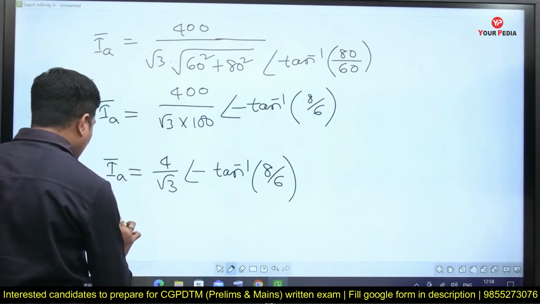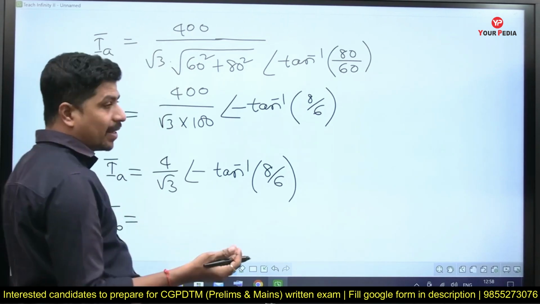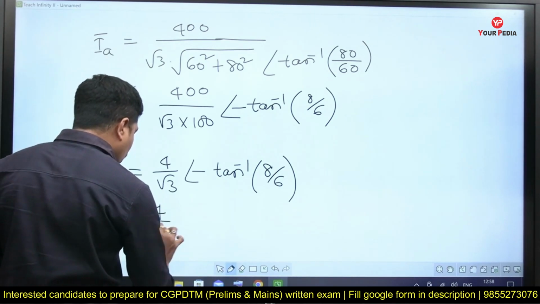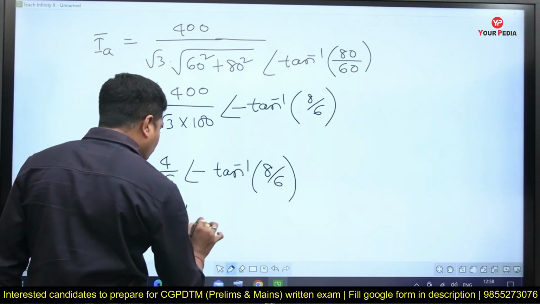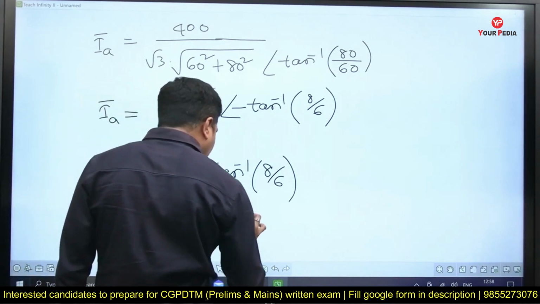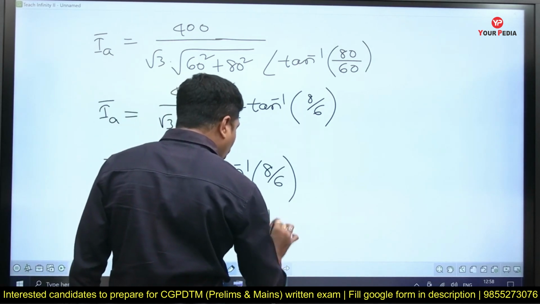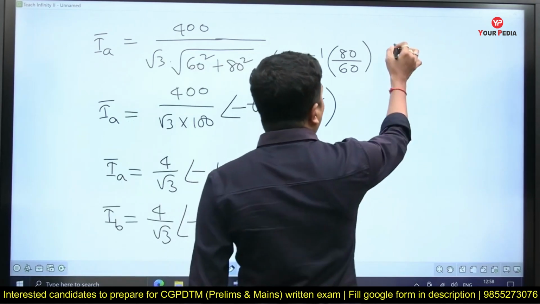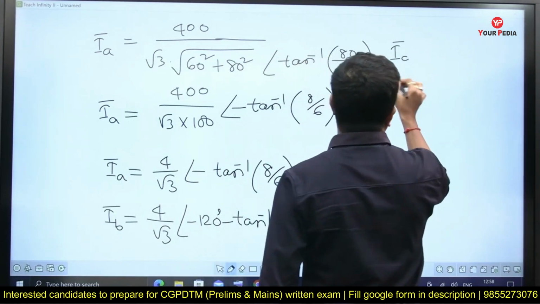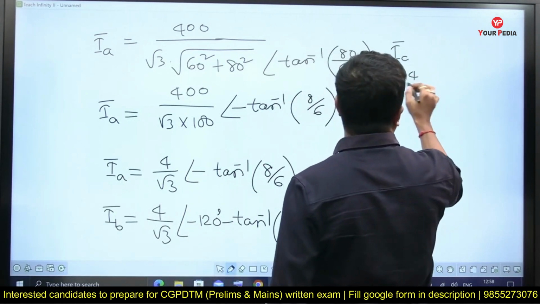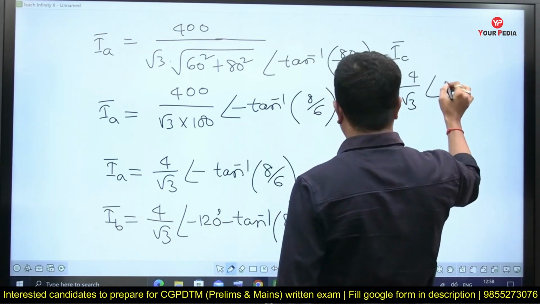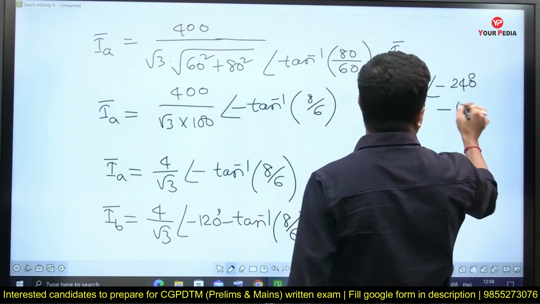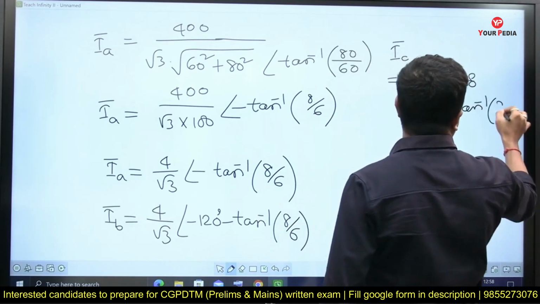IB lags IA by 120, since it is balanced, so the magnitude will be the same: 4 by root 3 at an angle of minus 120 minus tan inverse of 8 by 6. This is the current IB. Then IC is 4 by root 3 at an angle of minus 240 minus tan inverse of 8 by 6.